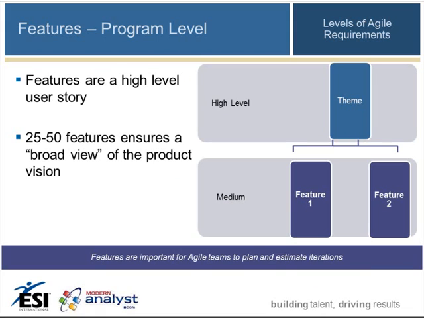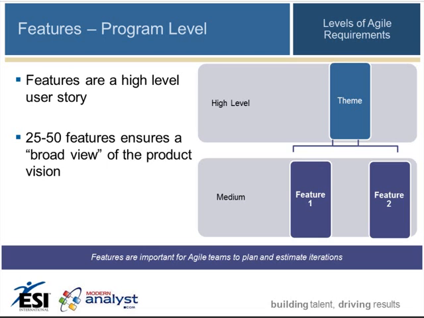So there's another view of much the same idea here, that at the high level we're defining a theme for the release. Then at a mid-level we're describing feature sets of a software product. On this slide we refer to 25 to 50 features, ensuring a broad view of the product vision. That's a rough rule of thumb that represents the number of features that could be built into an epic or release. This is a very loose definition that can be scaled based on the time-boxing approaches being used by the project team or the complexity of the product being developed.